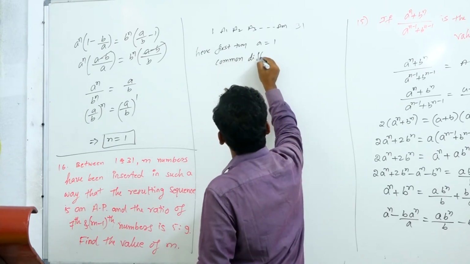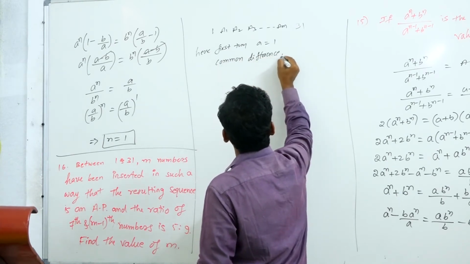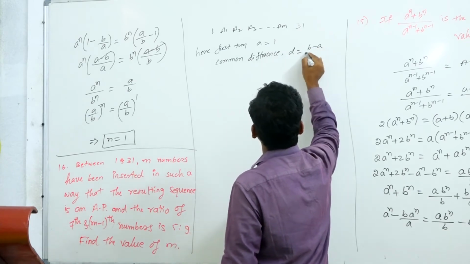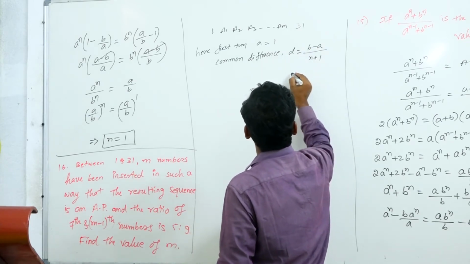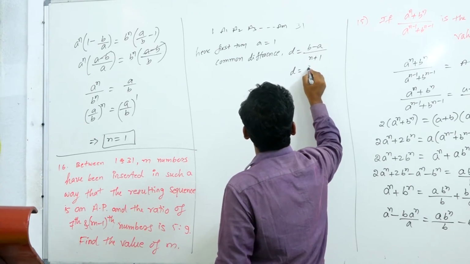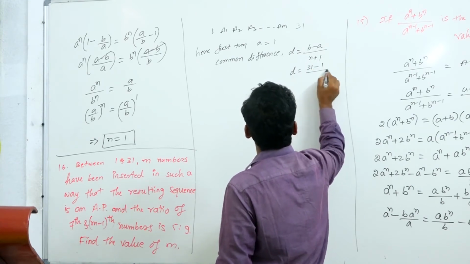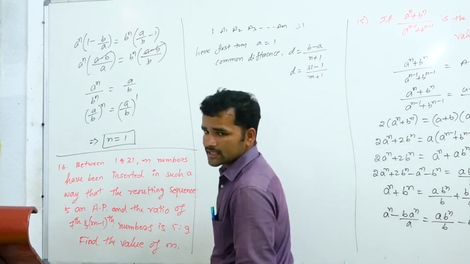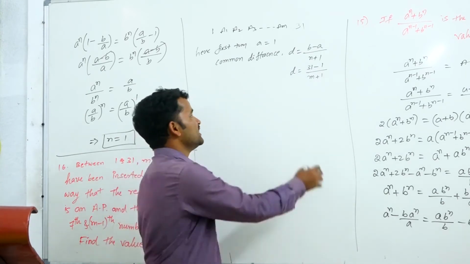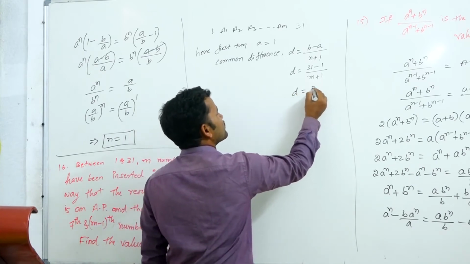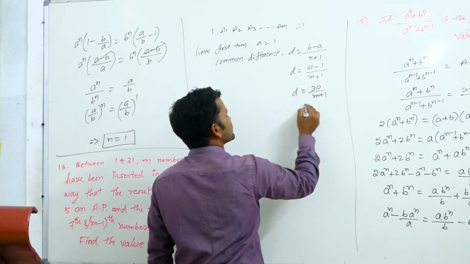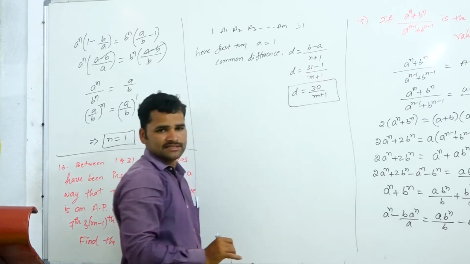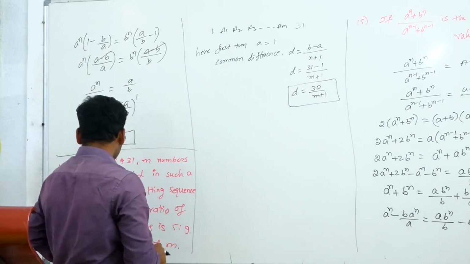Common difference d, using the formula (b minus a) by (n plus 1). d is equal to (31 minus 1) by ... here m numbers are being inserted, so n is equal to m. Therefore d is equal to 30 by m plus 1. This is the common difference. Now we will come to the given.